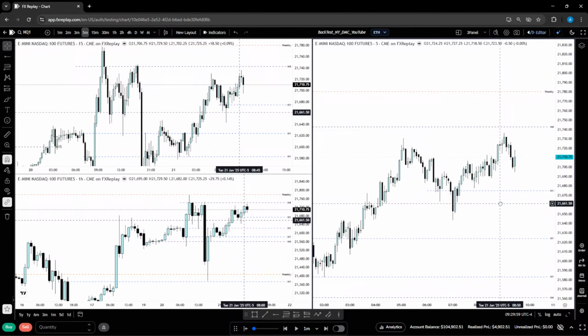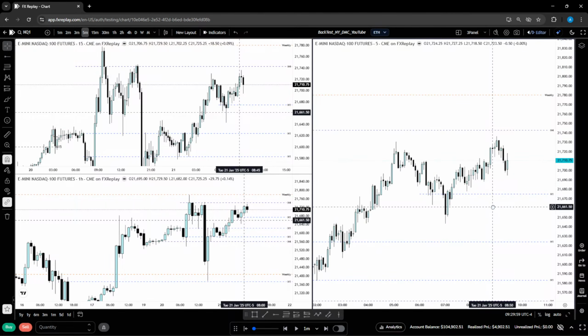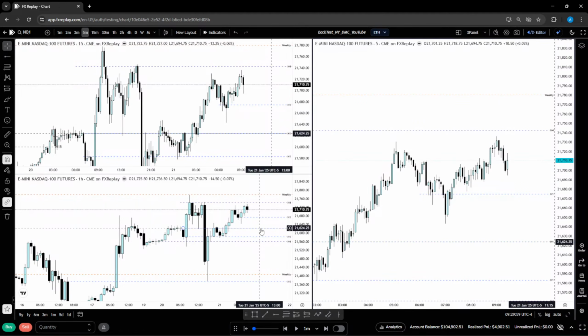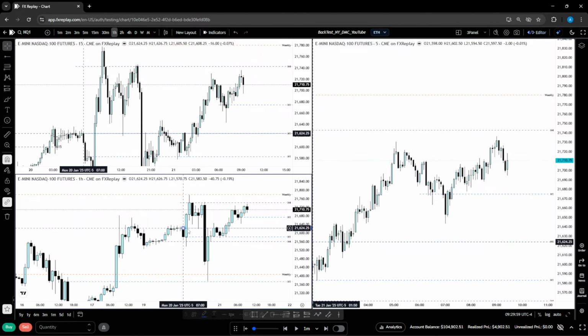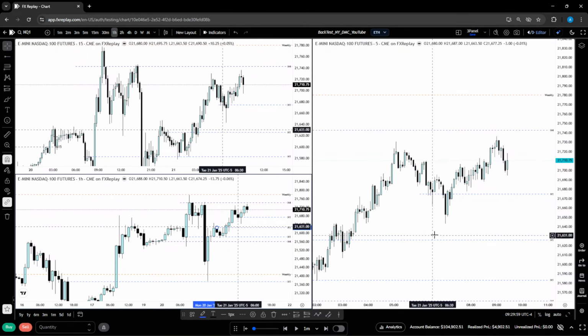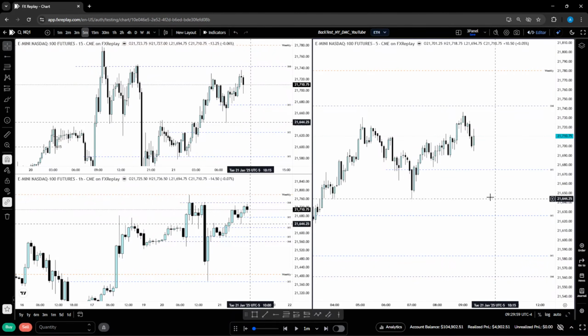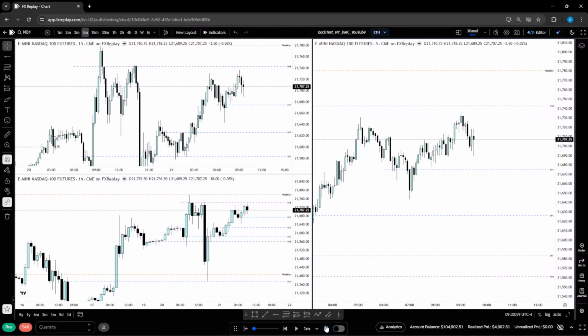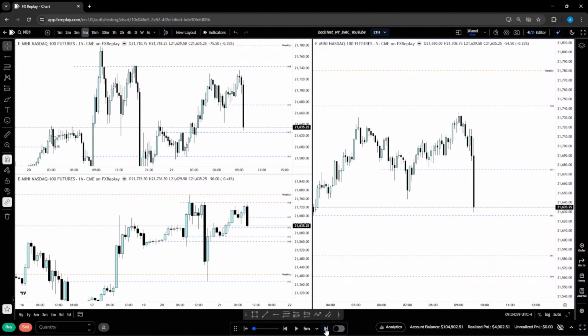So now this is 929. This level is a little bit suspect. It has not been touched. So maybe we can come back down here and then push up. Exactly this.